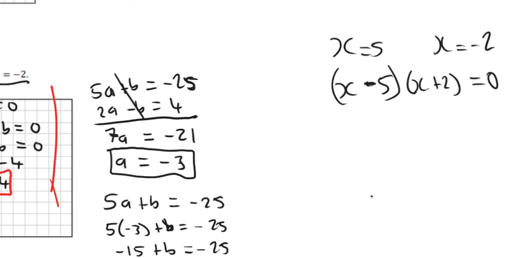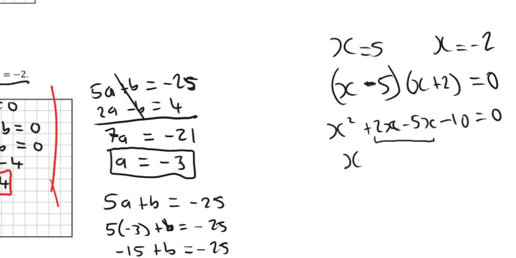So if they multiply to give you 0, if I just multiply out the double brackets now, so go off and do the grid method or just multiply them out, so we get x squared plus 2x minus 5x minus 10 is equal to 0. And then in the middle we just combine these two. So we get x squared minus 3x minus 10 is equal to 0.